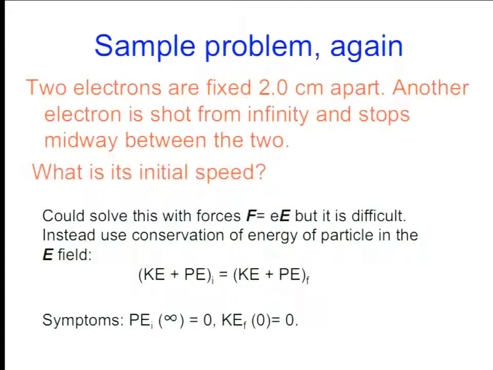So I just add those two together, and I get KQ over D over 2 times 2, because the two add up. And that's okay. So that is the potential.